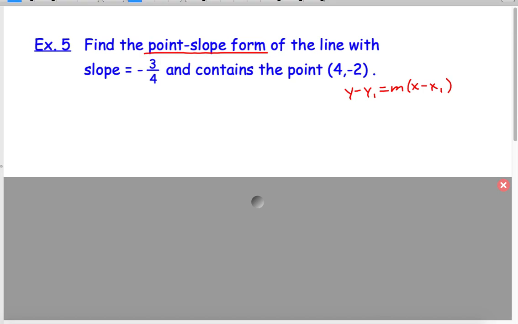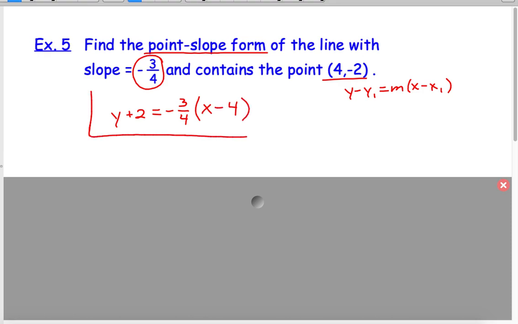And I need the slope, which they gave to me. And I need a point, which they gave to me. So I'm just going to plug in those values. So y minus the y-coordinate of my point, I'm negative 2, so that becomes plus 2, equals my slope, negative 3/4, times x minus the x-coordinate of my point they gave me, which was 4. And that's it. We leave it in that form because that's the form they asked for.